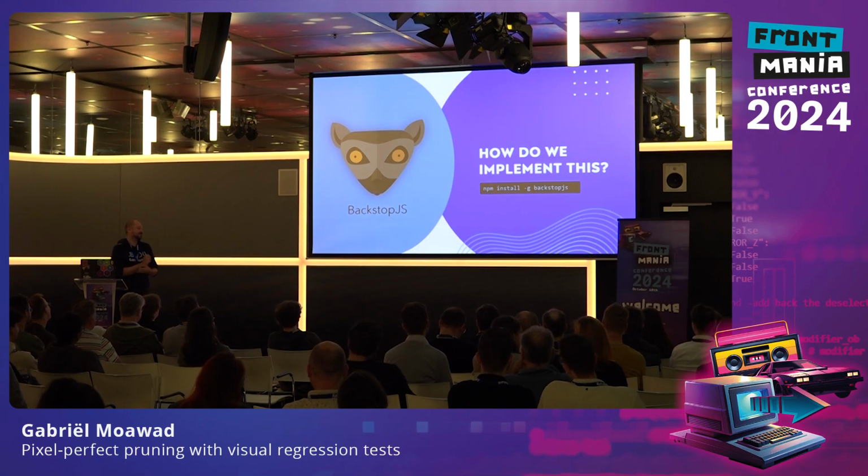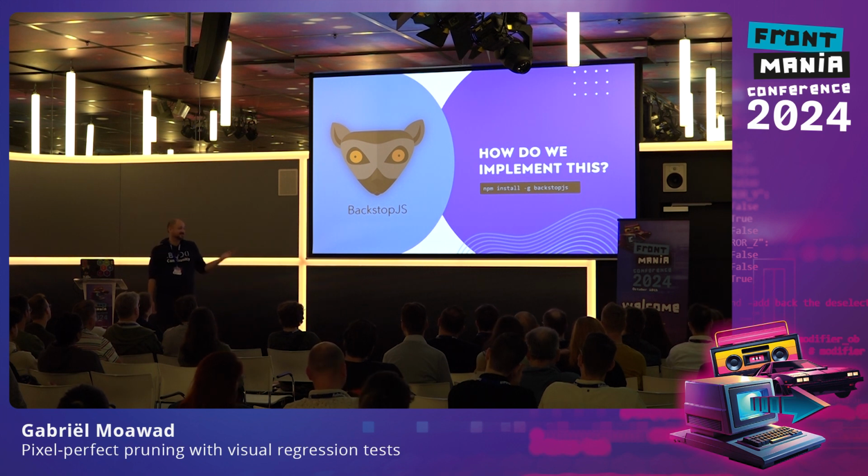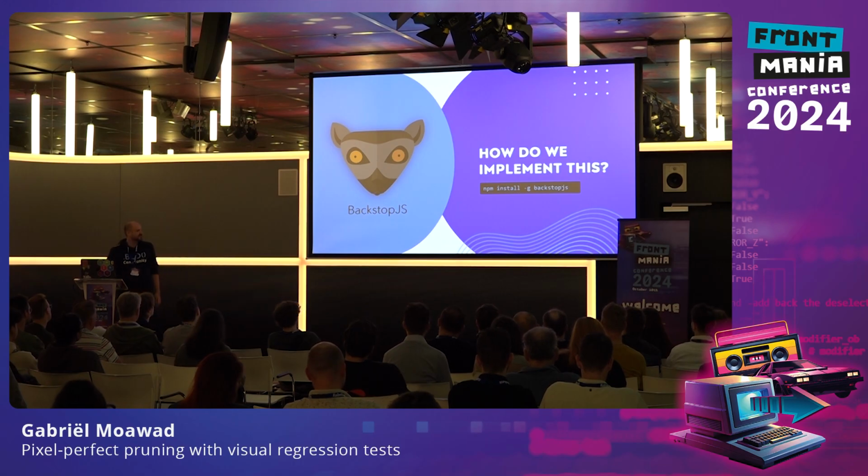And now you might be thinking, why are all these lemurs on all these images, right? Well, the library which I use in this demo is called BackstopJS, and their logo is a lemur, so that's why. And it's quite easy, it's just an npm package, you can install it globally or in your project, whatever. And then, of course, you need to do some configuration.